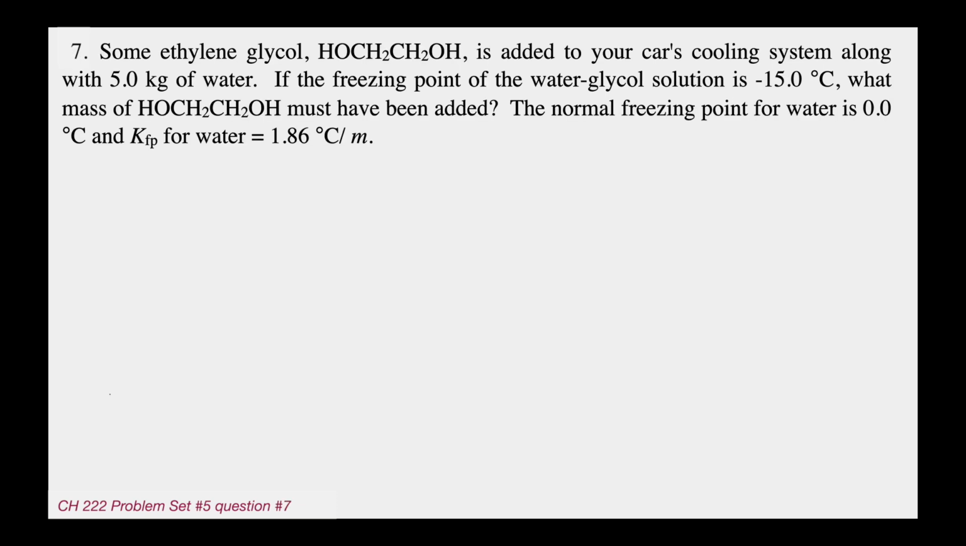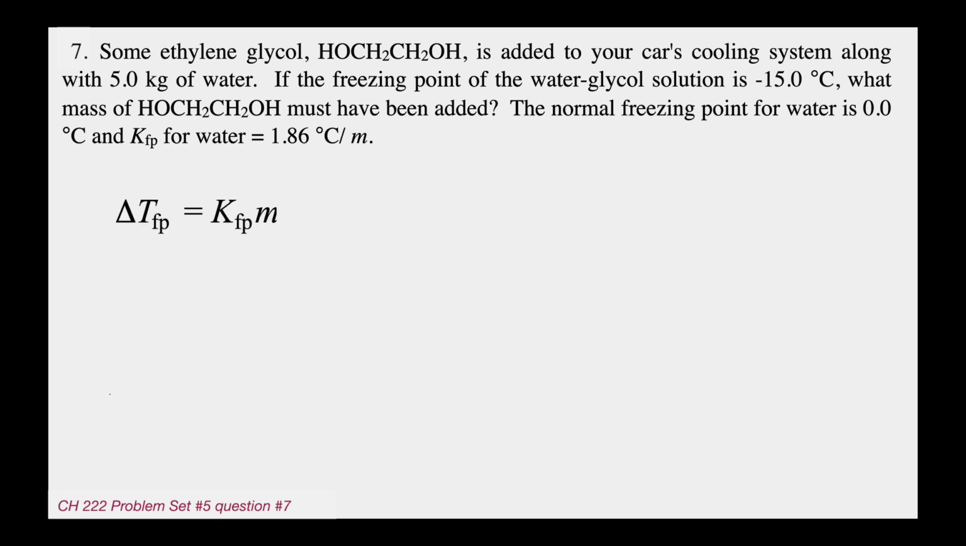Some ethylene glycol, which we saw earlier, is added to a car's cooling system with 5 kilograms of water. All right. If the freezing point of the water ethylene glycol solution is negative 15 degrees Celsius, what mass of ethylene glycol must have been added? Now, the normal freezing point for water is 0 Celsius, and KFP, the freezing point constant for water, is 1.86. Now, this is also a delta T equals K times m problem, but this is a freezing point question.